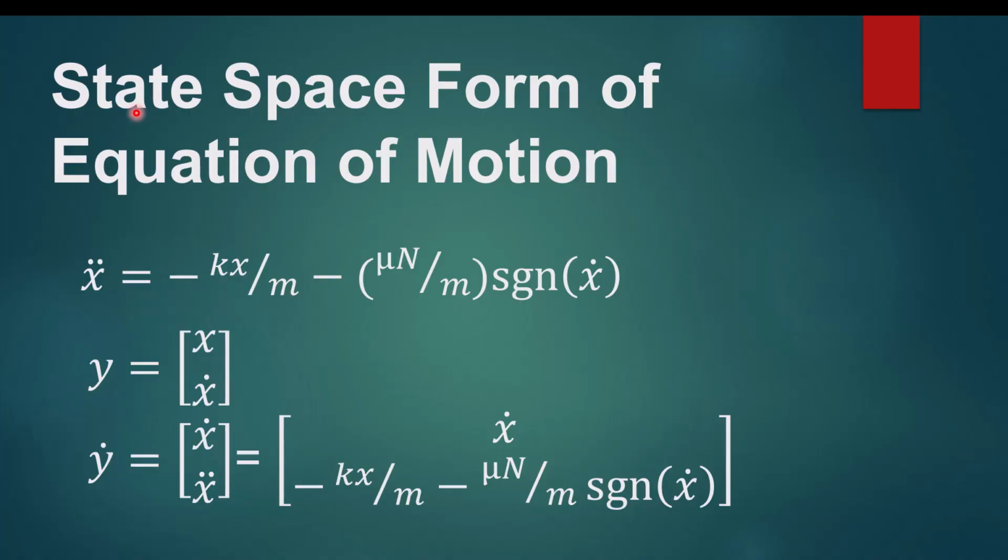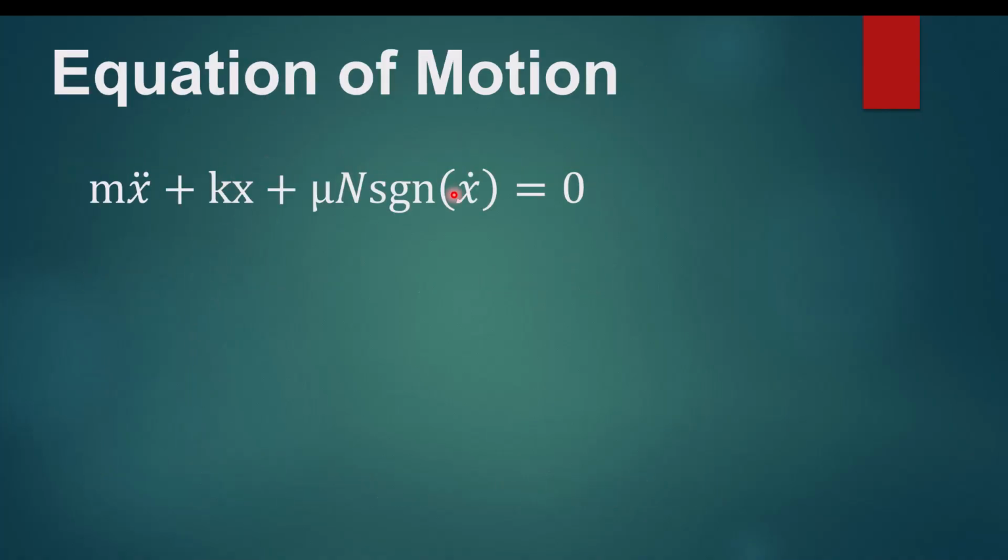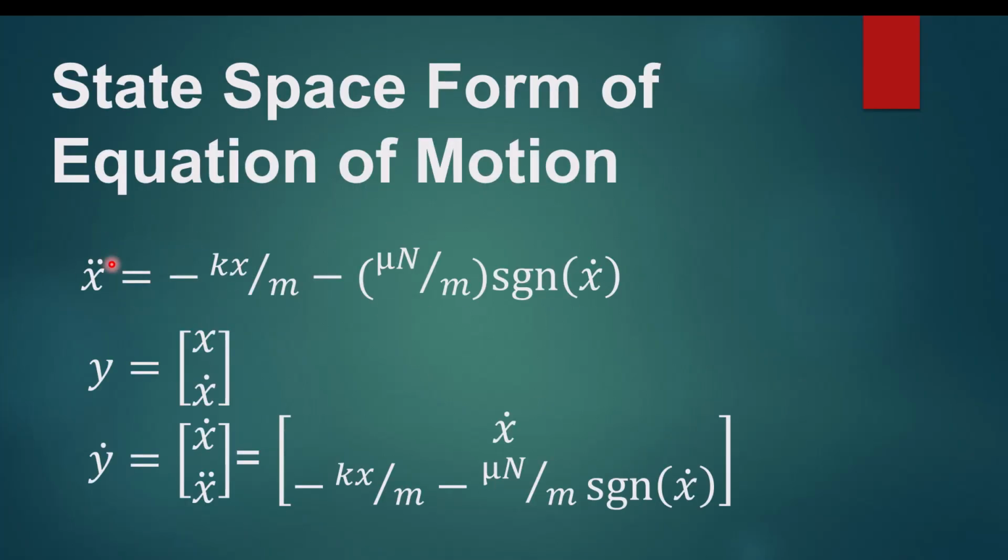When I start coding, I will show you what this function does. I also have to explain the state space form of the equation of motion, because we are going to need this form of the equation to implement it in MATLAB. So x double dot is equal to this. What I did is move these two terms to the other side of the equation and divide the whole equation by m. So I came up with this equation.